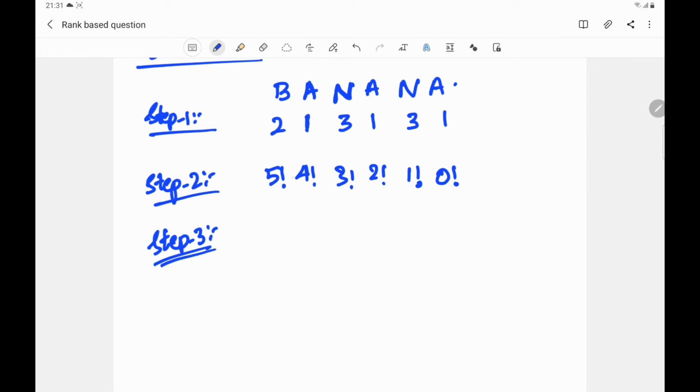If we take this 2, how many ranks are there to the right of 2 that are less than 2? There are 3 ranks because there are 3 ones. So 1, 1, 1. These are to the right of 2 and their ranks, that is 1, 1, 1, are less than 2. That is why we have written 3.